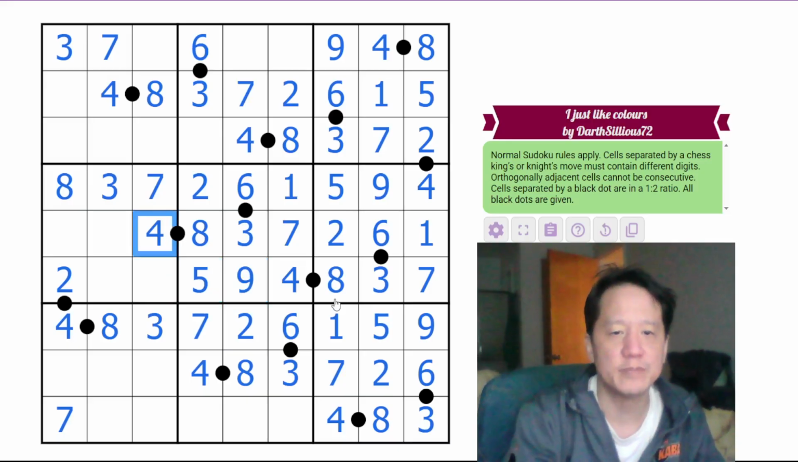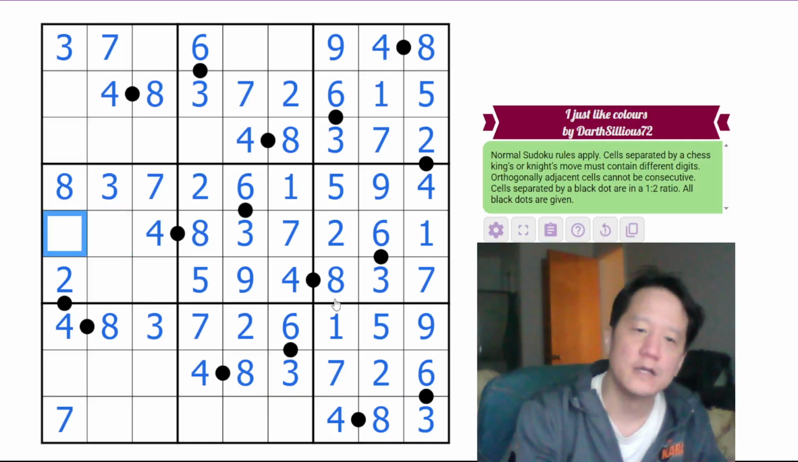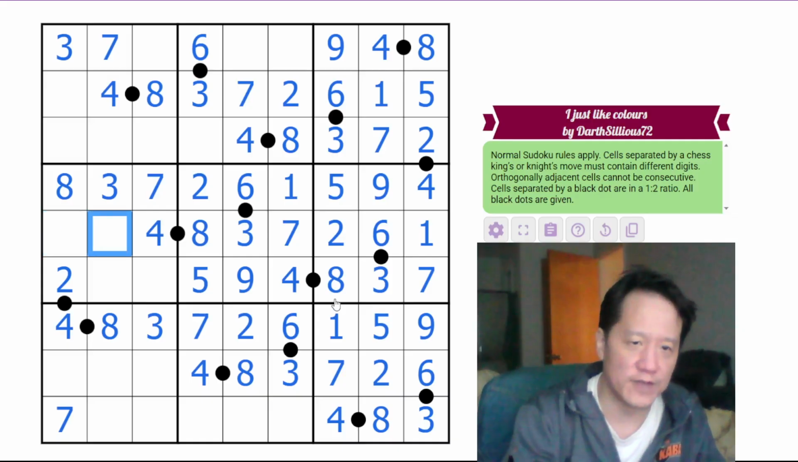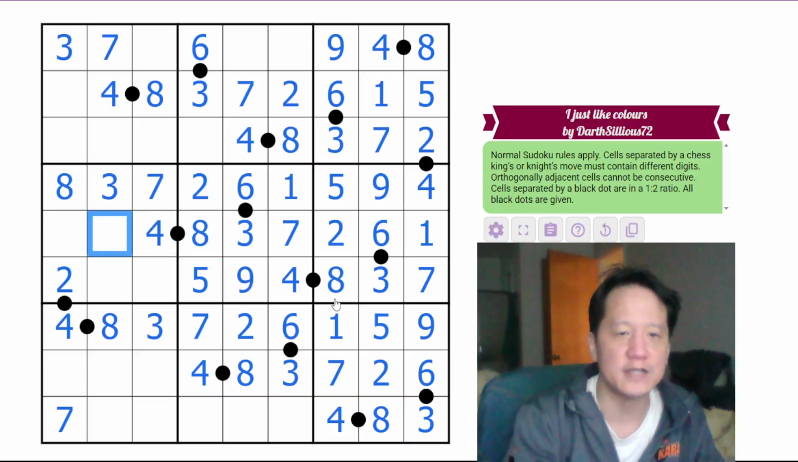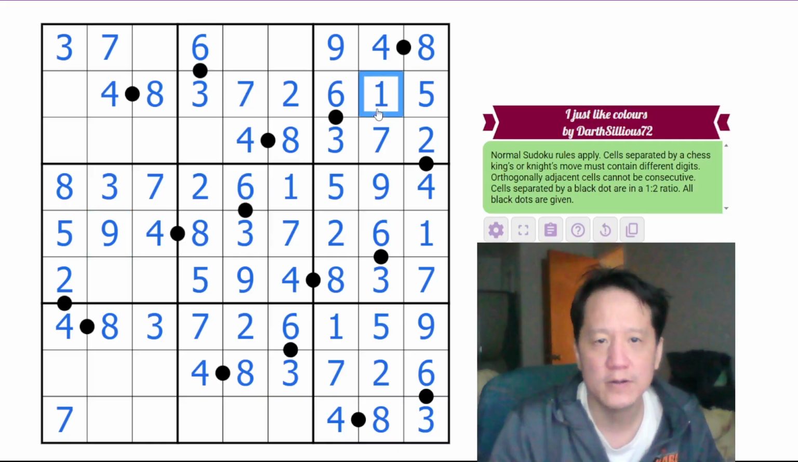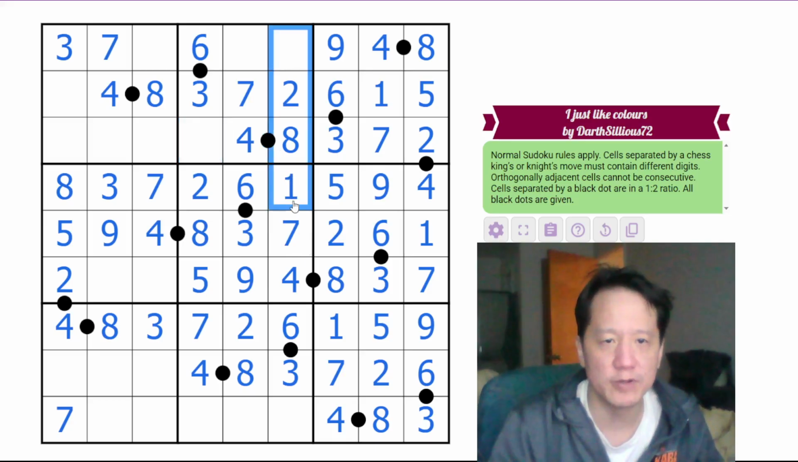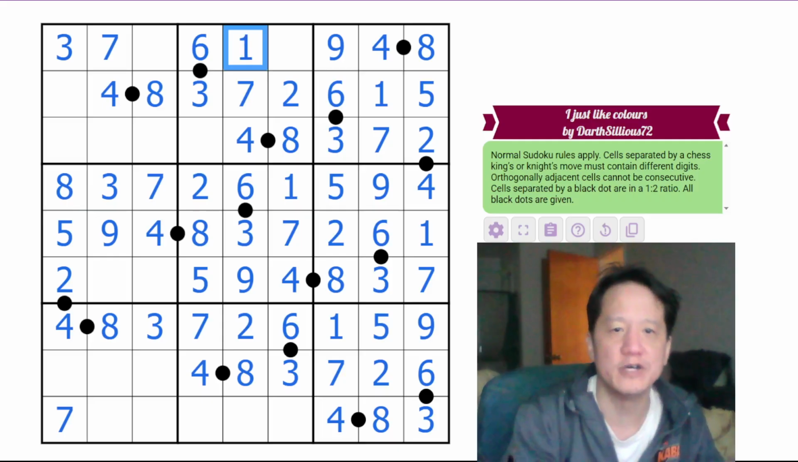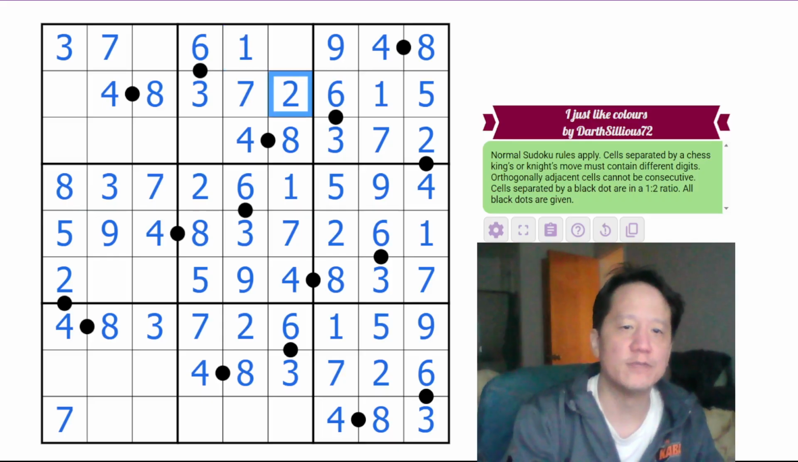In the central box, remaining digits in row 5 are 5 and 9. This can't be 5 because of anti-knight, so this is 9 and 5. And I think we'll find a pattern here. 1 can't be here because of anti-knight. 1 can't be here because of 1 in the column, so this is 1. We have 5 and 9 remaining in this upper central box. This can't be 9 because of 9 in the row, so this is 5, which makes this 9.